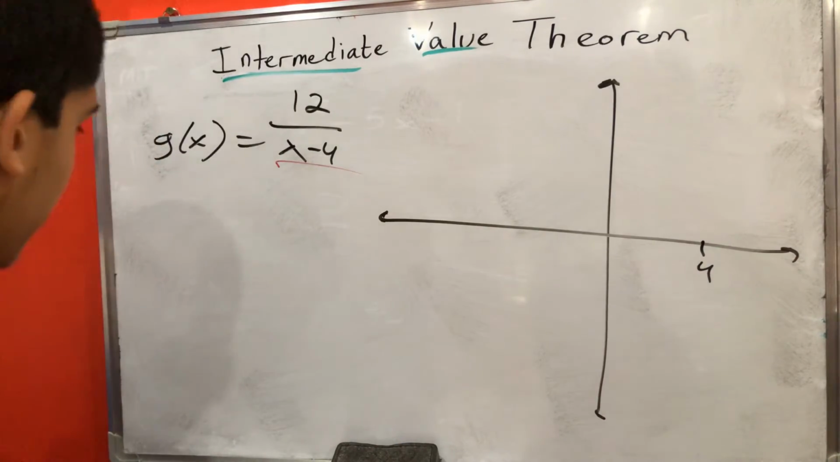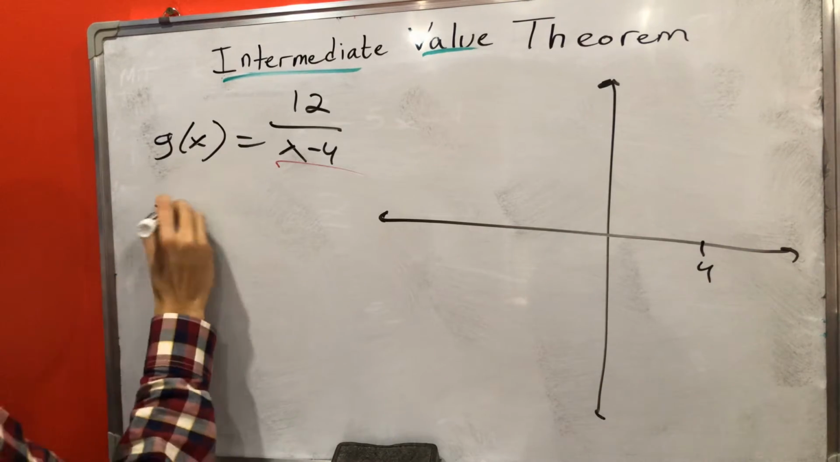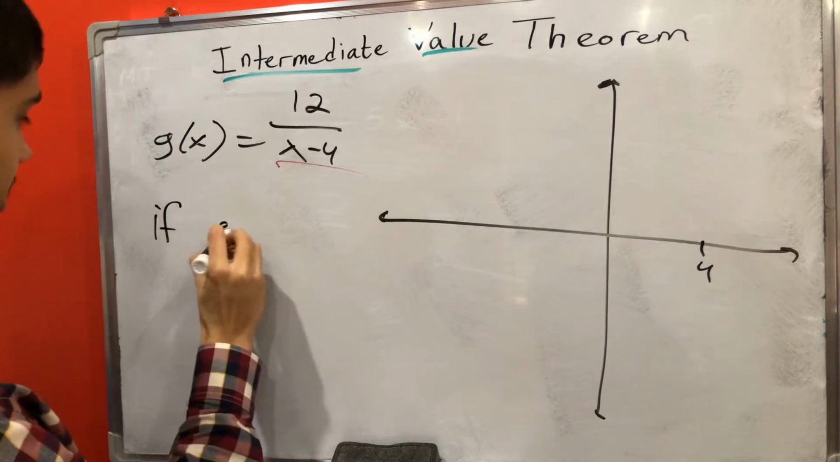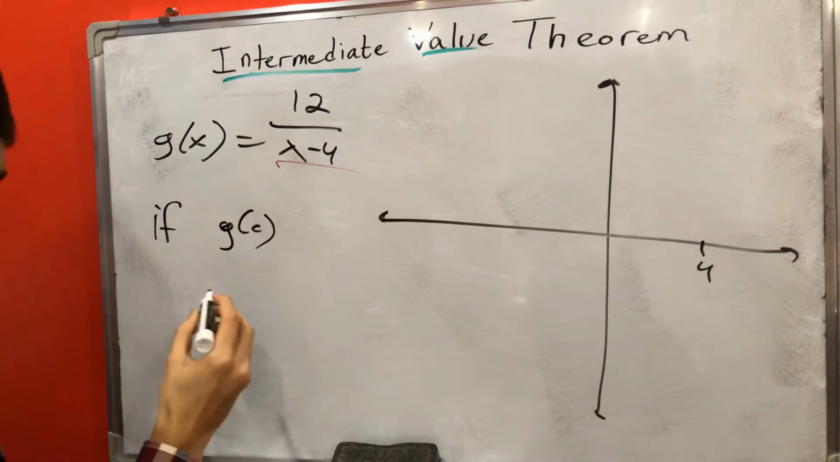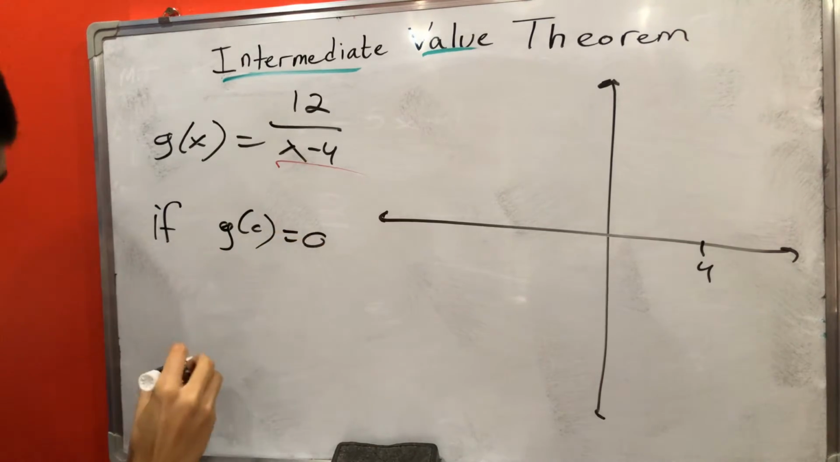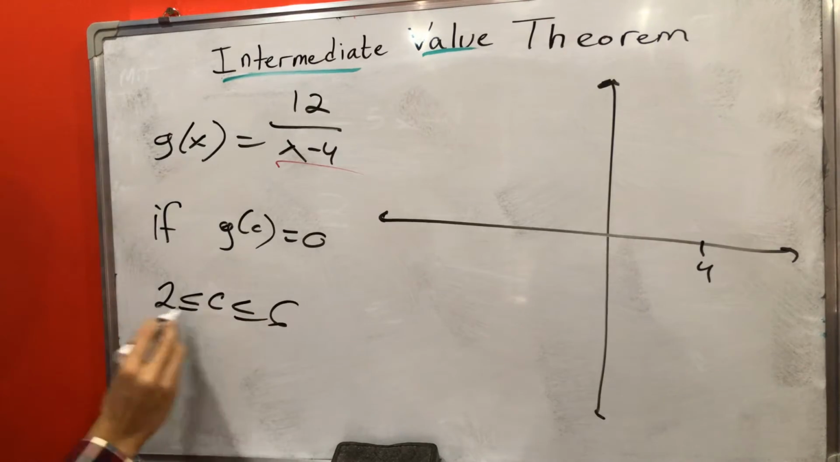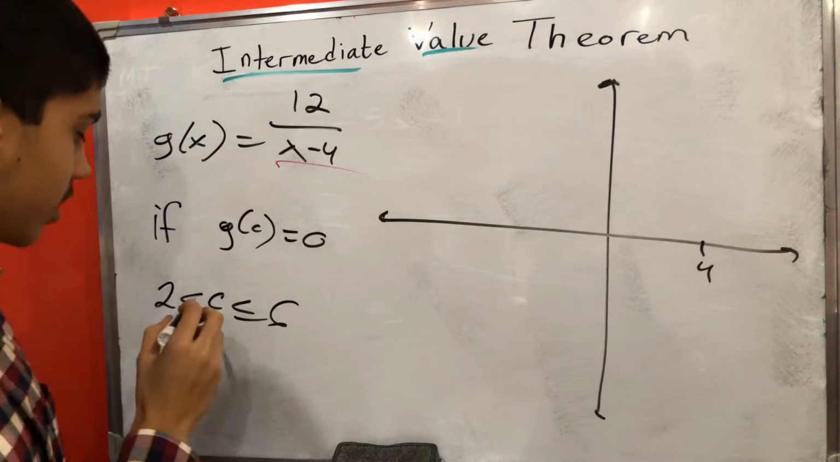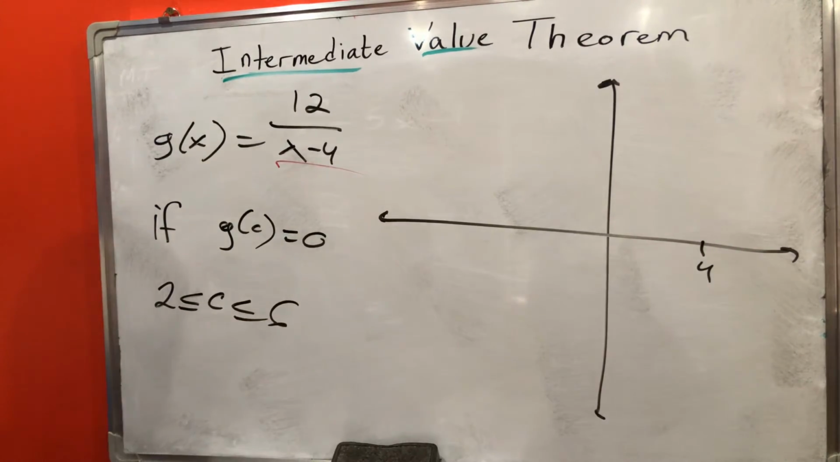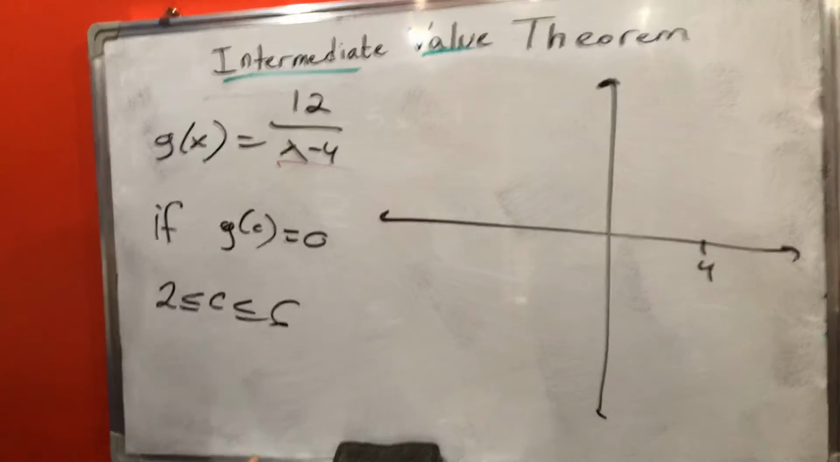Let's look at what the question is asking, and then it will make more sense. The question says something like this: if g of c, so any value for g, is equal to 0, does that mean this c is going to be less than 2, greater than 2, or between 2 and 6? So let's analyze this.